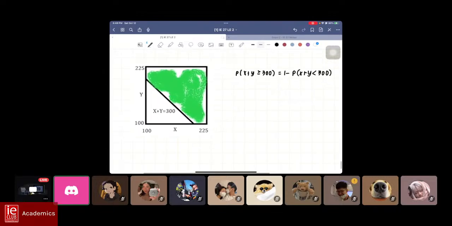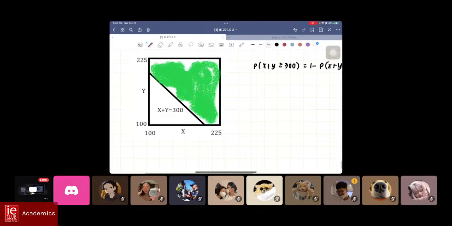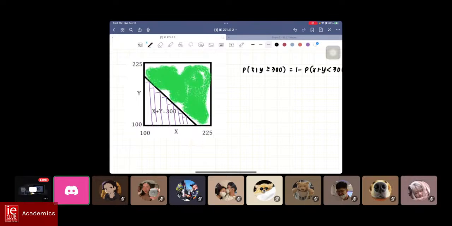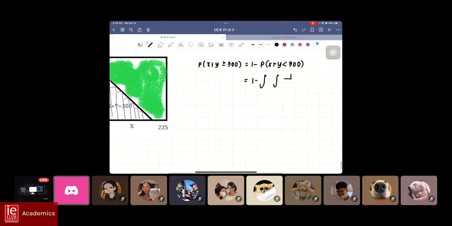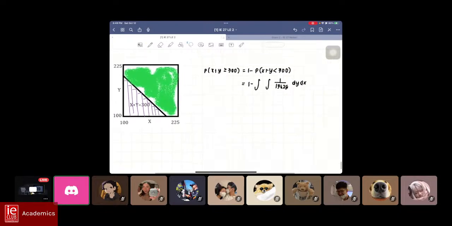So for this, you can draw vertical na rectangles. So it's like math 21 or 22. You just get the bounds of x and y. So this would be equal to 1 minus finding the bounds pa. So dy dx. So if we put dy muna here, this should correspond with the bounds of y.